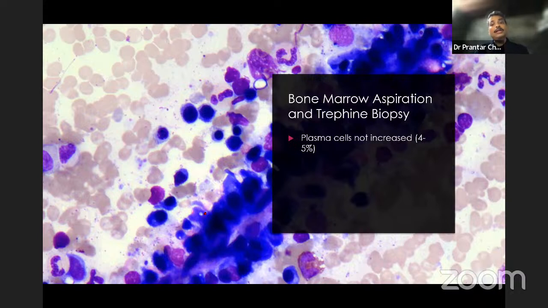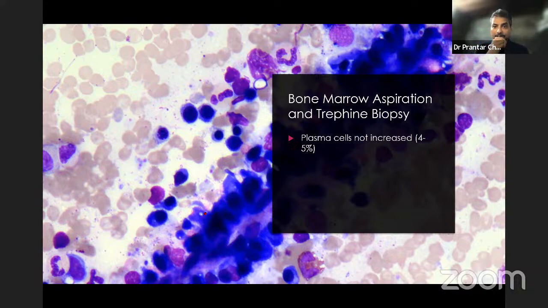Now, should I do a bone marrow? If you suspect myeloma, then you need to do a marrow. Now, this lady had back pain, had a wedge fracture, and has a monoclonal gammopathy. Even if creatinine is normal, you should do a bone marrow examination, but the bone marrow did not reveal plasmacytosis.